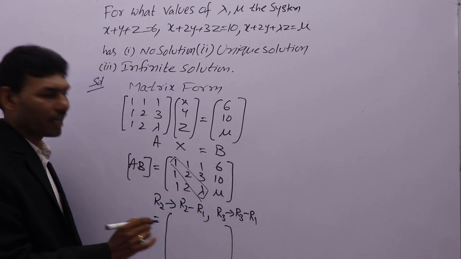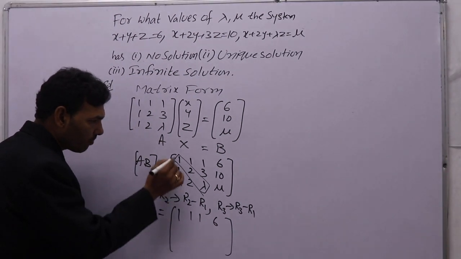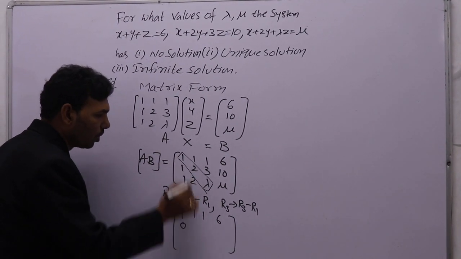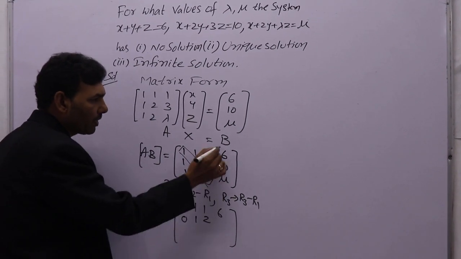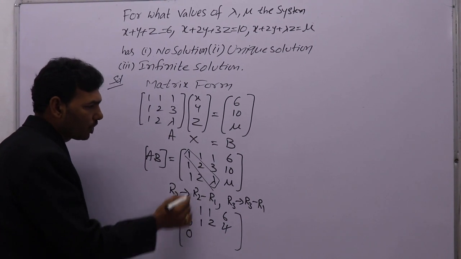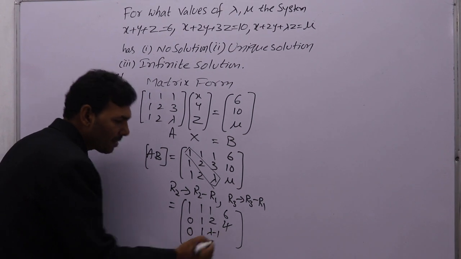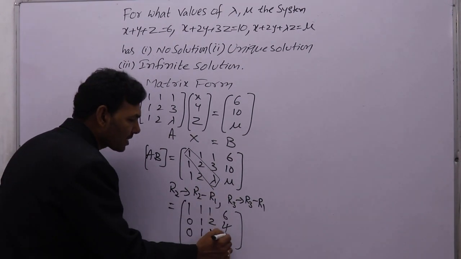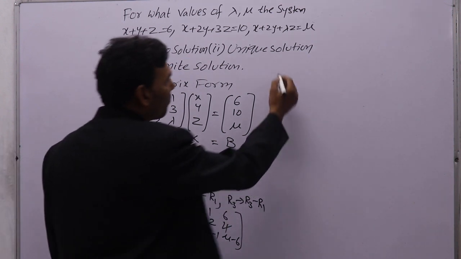If you apply this operation, what you will get? First row as it is you can copy: 1 1 1 6. Second row subtract: 1 minus 1 is 0, 2 minus 1 is 1, 3 minus 1 is 2, 10 minus 6 is 4. Next: 1 minus 1 is 0, 2 minus 1 is 1, lambda minus 1, mu minus 6.